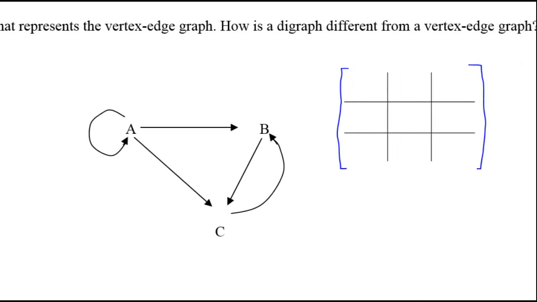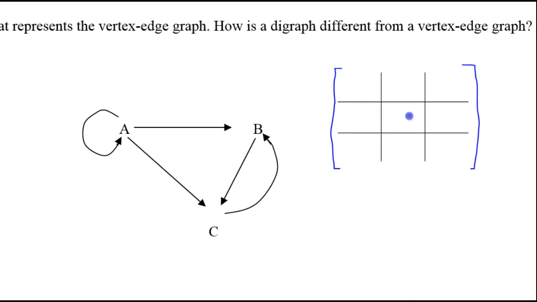So when we form the matrix for this, we're going to start off the same way in terms of labeling the rows and columns with the vertices. So I will go ahead and put A, B, and C, and then A, B, and C. But this time, when I put a number in a particular row and column, I am going from the row to the column. All right, the row vertex to the column vertex.